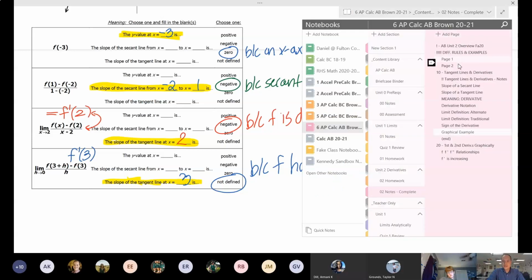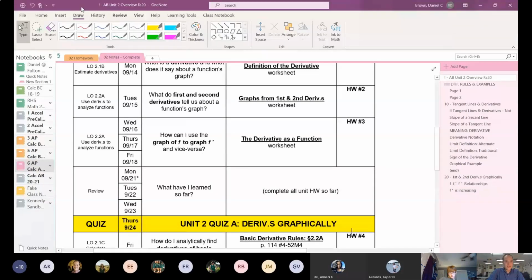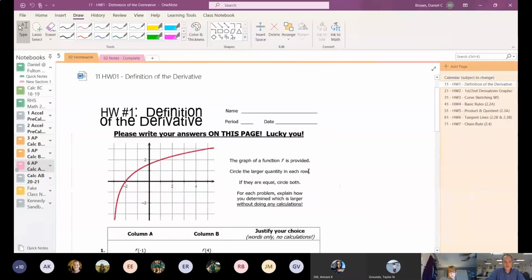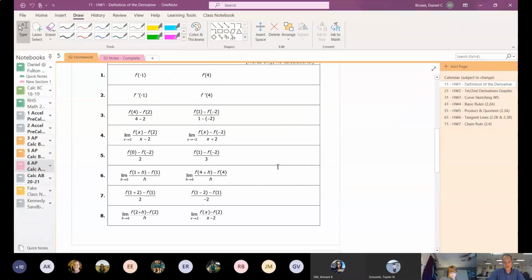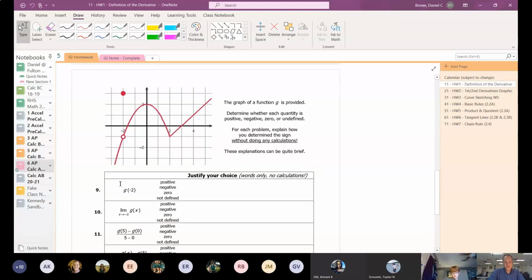Your homework assignment is in OneNote. It's called Definition of the Derivative. To show you a little bit what it looks like, it's basically just like that part of your notes. On the front, I give you a graph. On the front side, I have you circle which value is greater with a short justification of your answer. Some are derivatives, some are secant lines, some are values. Then the back page looks just like the notes.